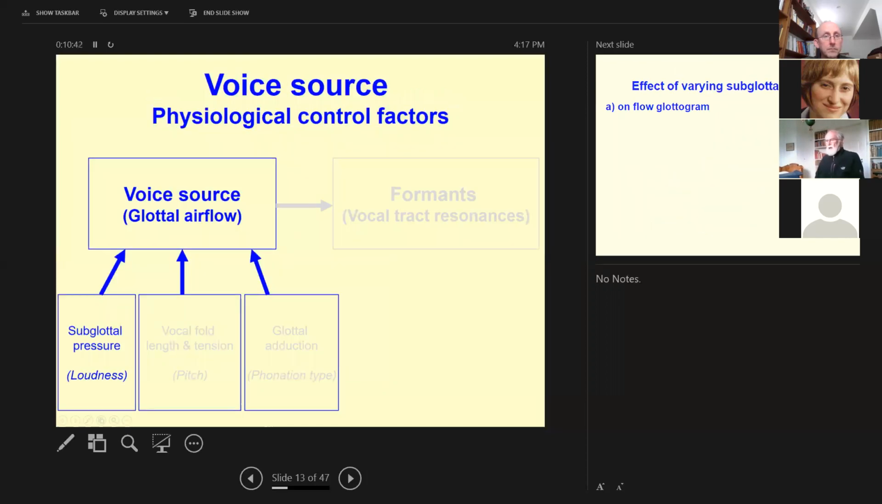Okay, so let me now talk about what happens with the flow glottogram when you change subglottal pressure. Subglottal pressure, what is subglottal pressure? I told you that it is our main tool for regulating vocal loudness. And I have here a gadget from Glottal Enterprises, and it is actually a little tube attached to a little meter, and that means that you could put your pressure into the tube.